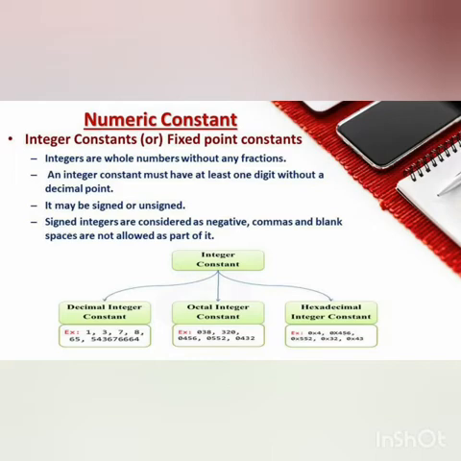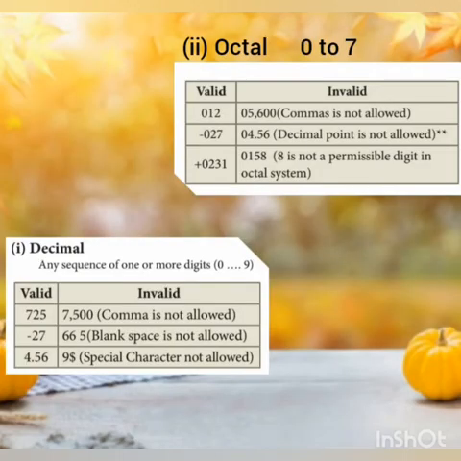In C++, there are three types of integer constant: decimal, octal, and hexadecimal. These names are very familiar, right? You have already studied these names in the number system. Do you remember that? Okay, the first one is decimal integer. Decimal means it should contain 0 to 9 digits. So, you can use the combination of 0 to 9 only. Now, let's see some examples.